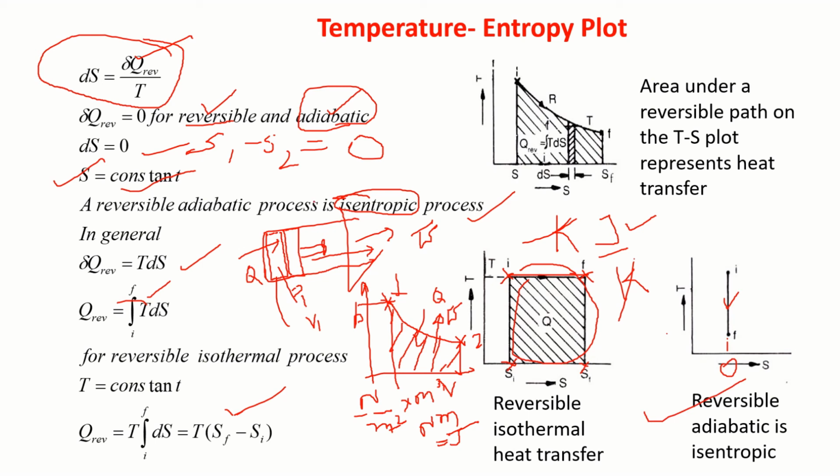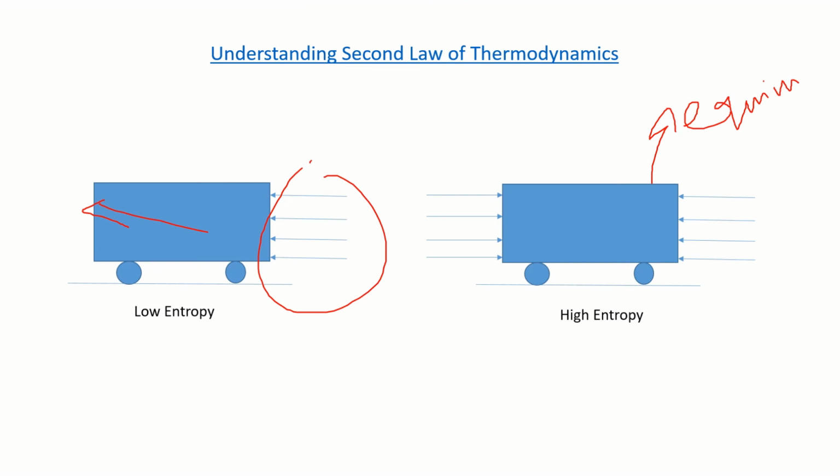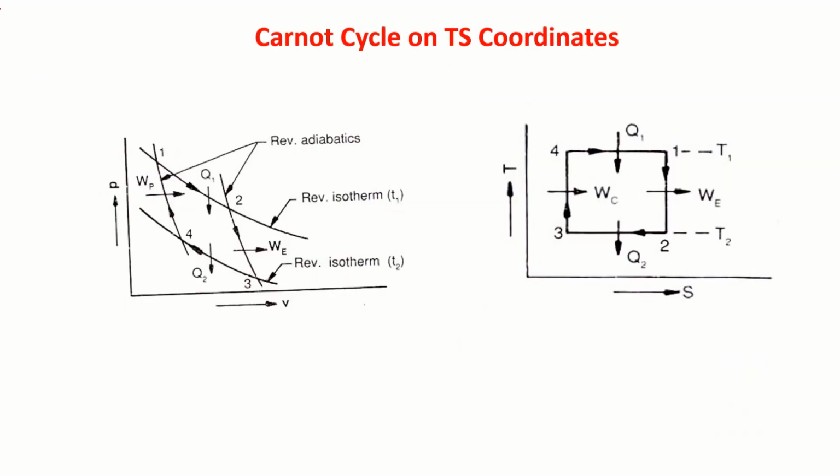So now let us draw this TS diagram for the Carnot cycle. You see here, process 1 to 2 is reversible isotherm. 2 to 3 reversible adiabatic. 3 to 4 reversible isotherm. Here heat is rejected, here heat is added. 4 to 1 again reversible adiabatic. This is on PV coordinates. How do we represent this on TS coordinates?